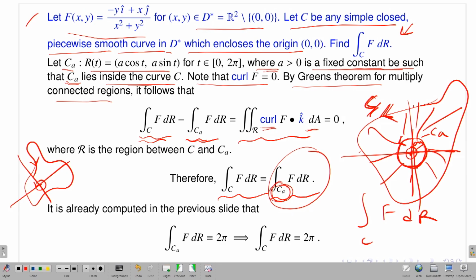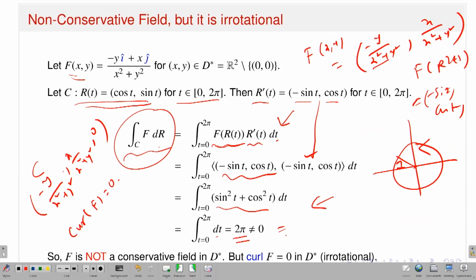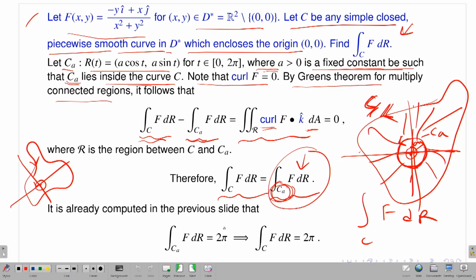Whatever circle you take with center at the origin and radius a, this vector line integral you can easily calculate, because I know the parameterization of C_a, and that I have done in my last slide. If you do that, then this vector line integral is nothing but 2 pi, and therefore the corresponding vector line integral of capital F over an arbitrary simple closed piecewise smooth curve, about which I do not know anything about the parameterization, I can still calculate, and that value is 2 pi using Green's theorem for multiply connected domain. That is a very nice application of Green's theorem for multiply connected domain.